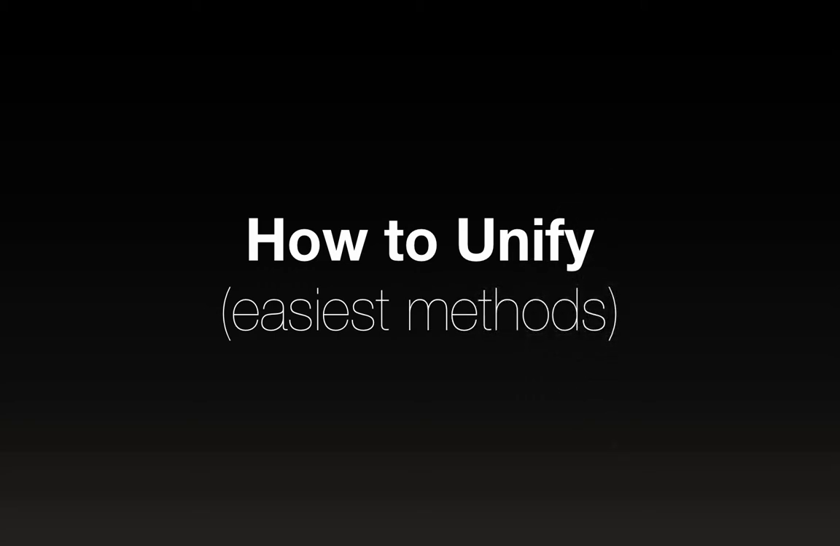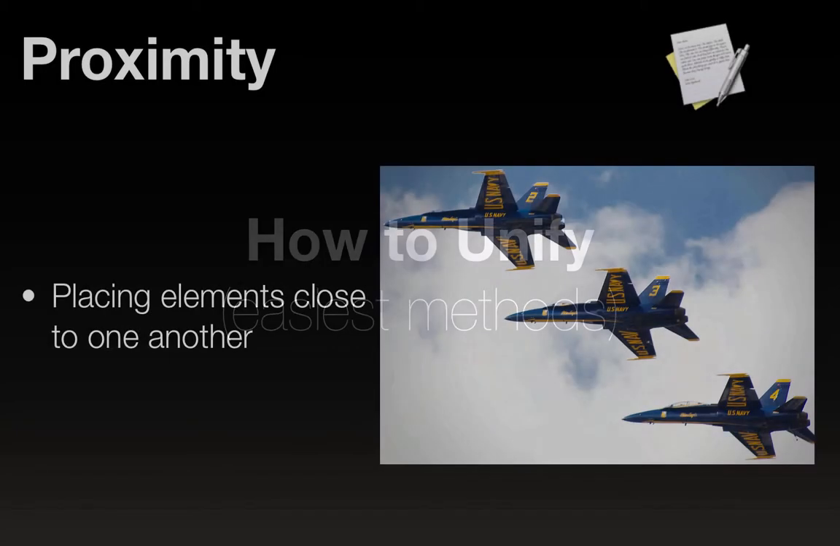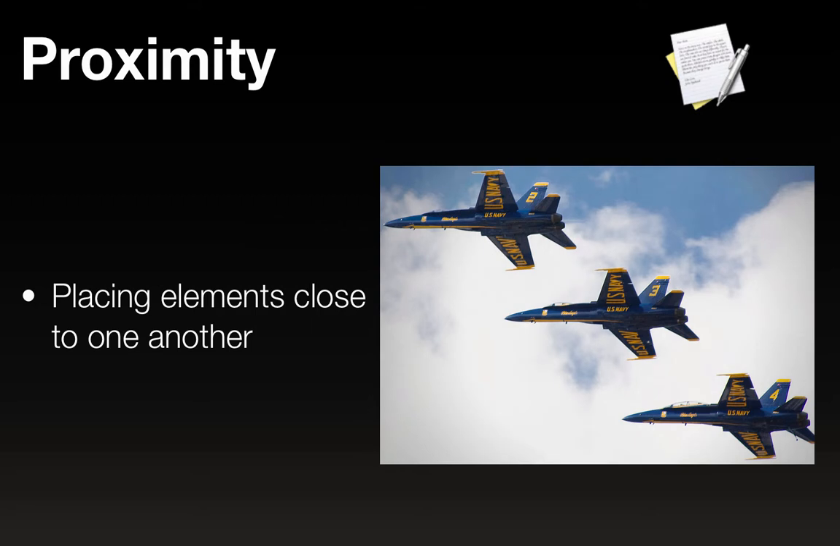So how do we unify our composition? Well, here are the easiest ways to do it. Proximity is going to unify your composition by placing the elements close to one another. So obviously in the example here we've got the Blue Angels, and they fly pretty close together. So there's your proximity.